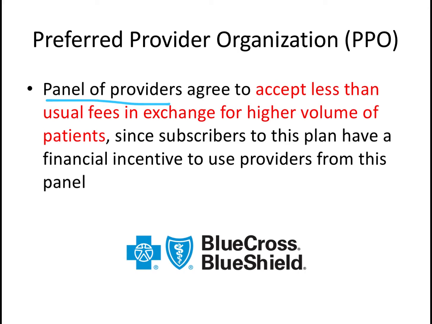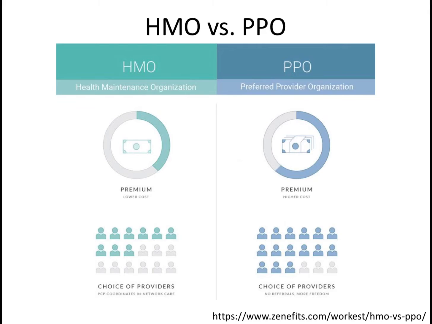So if we're comparing HMO and PPO, the big picture idea is that an HMO has lower premiums, but it's more strict about what providers you can see, whereas with the PPO, you have to pay a higher premium per month or per year, but for more flexibility and a greater choice of providers.